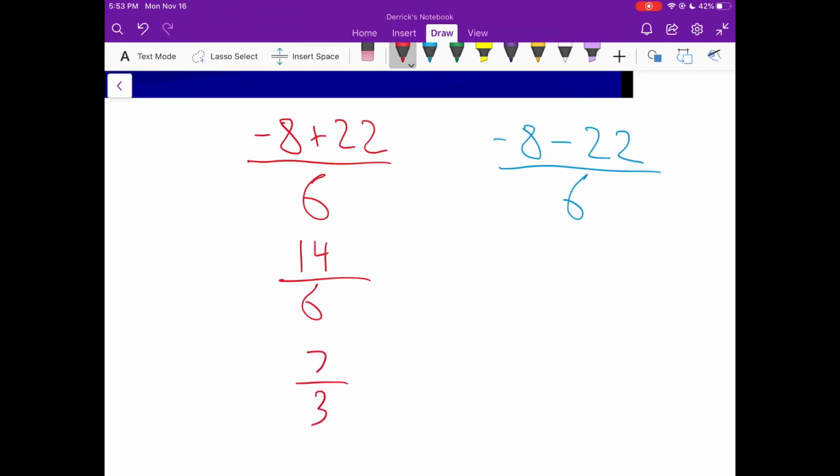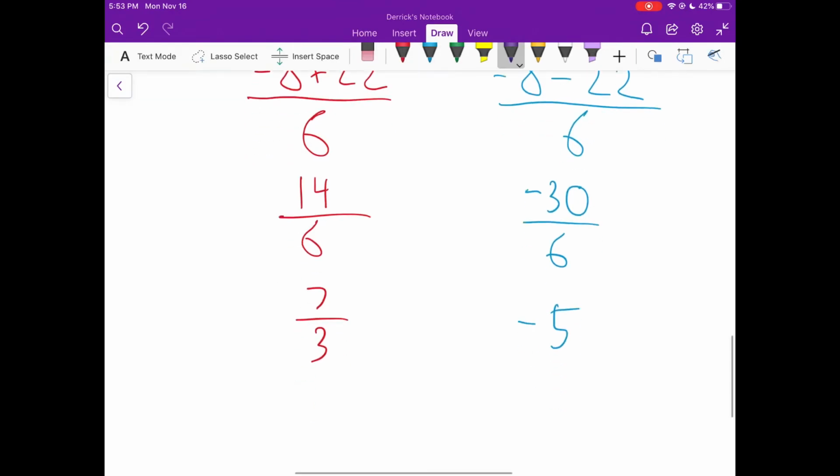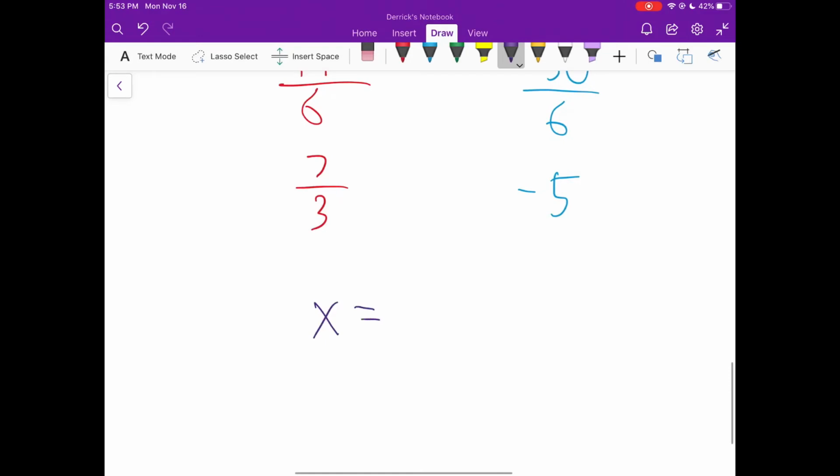On the other hand, over here, we've got negative 8 minus 22. Those are both negative, so they would combine to a negative 30. Negative 30 does divide by 6 evenly, so we get negative 5, giving us a final answer of x equals negative 5 and positive 7/3.